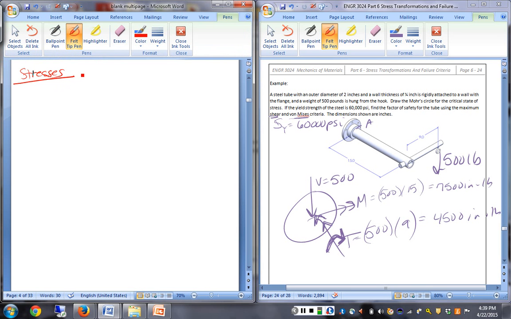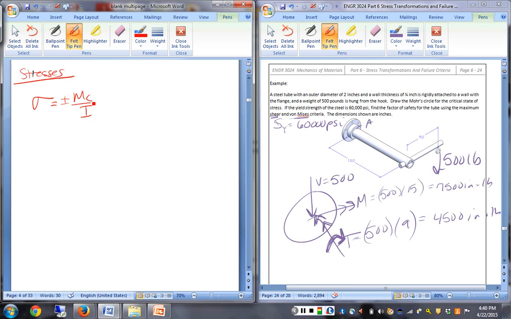How do I get bending stress? What kind of stress is it? Is it normal or shear? It's normal. It is My over I. This is symmetric, so I can just say plus or minus Mc over I, the more general.